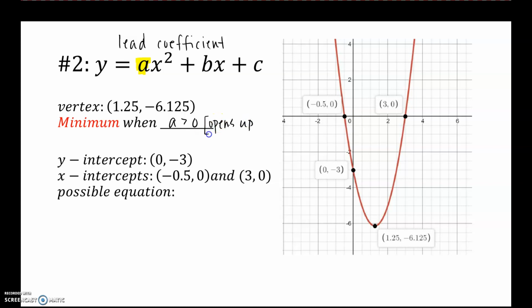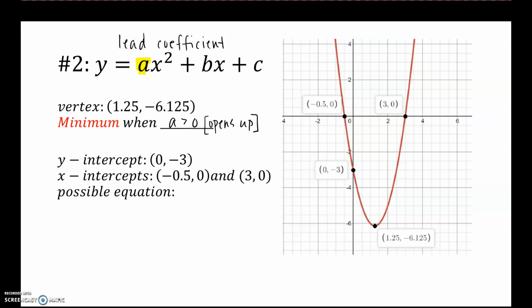Okay, that's a very important thing that I don't really think you guys took notice of. It was in the notes from the website. You should have it in your notes, but please make sure you're understanding when A is greater than 0, the parabola opens up.